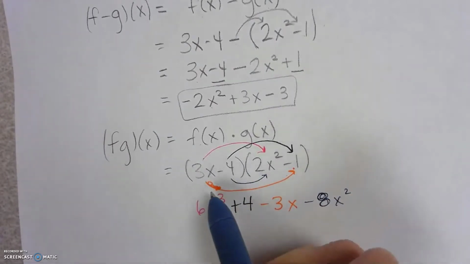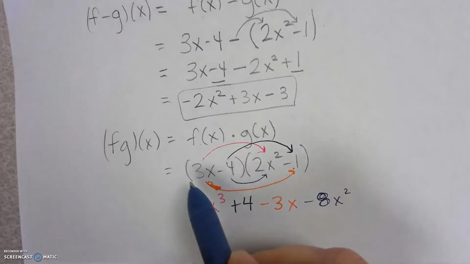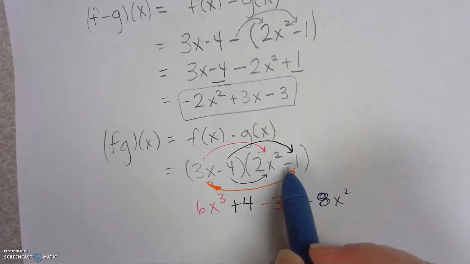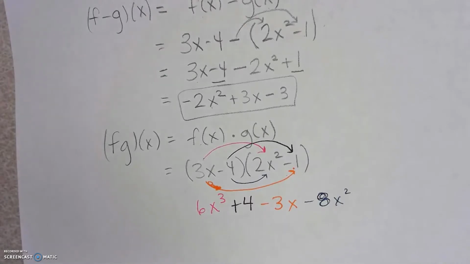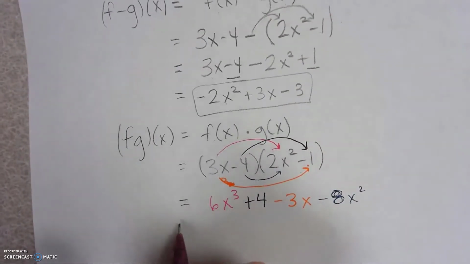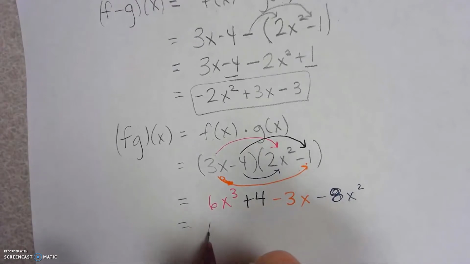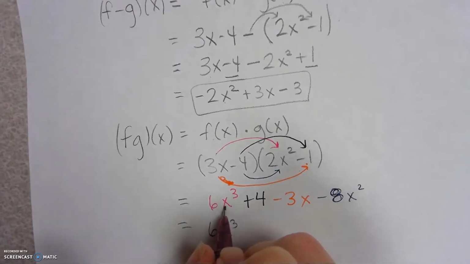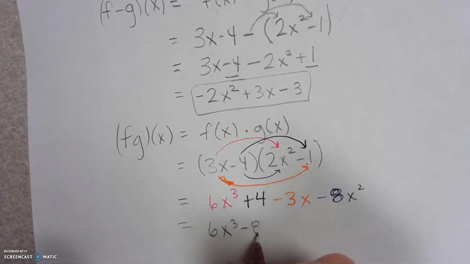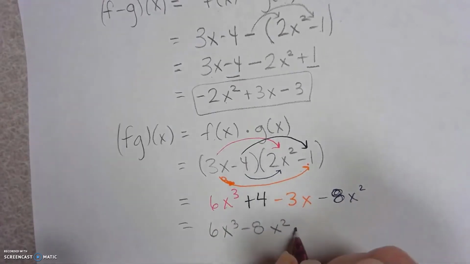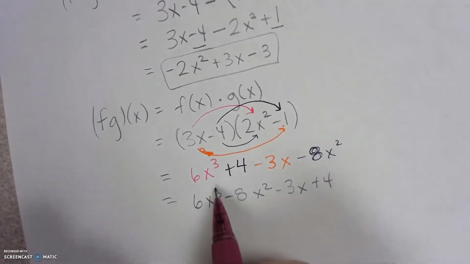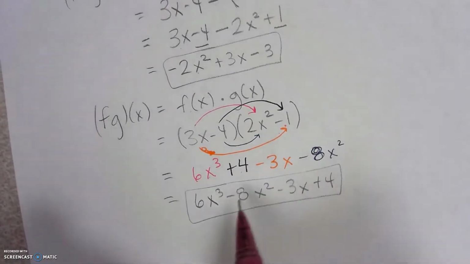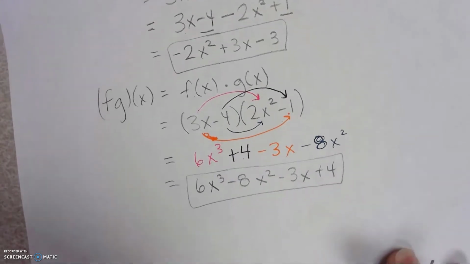Alright, so make sure each term in the first parentheses is multiplied times each term in the second parenthesis. And notice there should be 2 arrows coming from each in the first and 2 arrows pointing at each term in the second. Alright, once we get it all multiplied out, then we're going to combine like terms. So I have 1x cubed, I bring it down. I have 1x squared, I bring it down. I have 1x term, I bring it down. Alright, since there's nothing I can combine together, this would be my final answer.